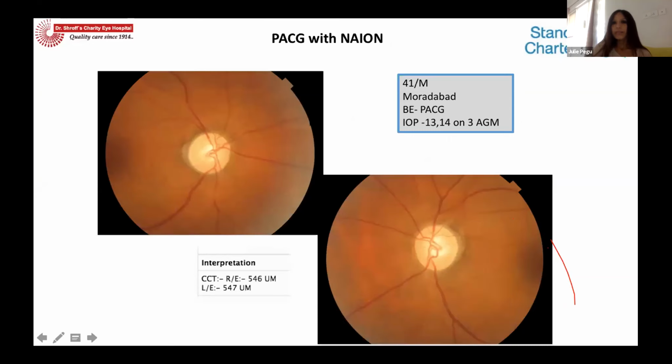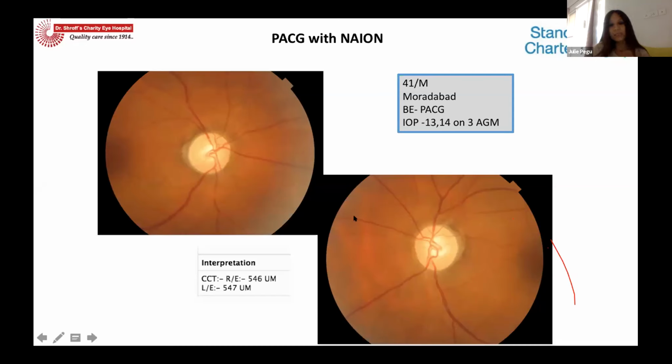So you can also get an NAION in a PACG patient. Like this is a 41-year-old male who has bilateral primary angle closure glaucoma where the pressures are controlled at 3 AGM. So here you can see that in whatever pictures I have shown you till now, the neuroretinal rim in a glaucoma patient, unless there's something else, is usually pink in color, unless the patient is myopic.